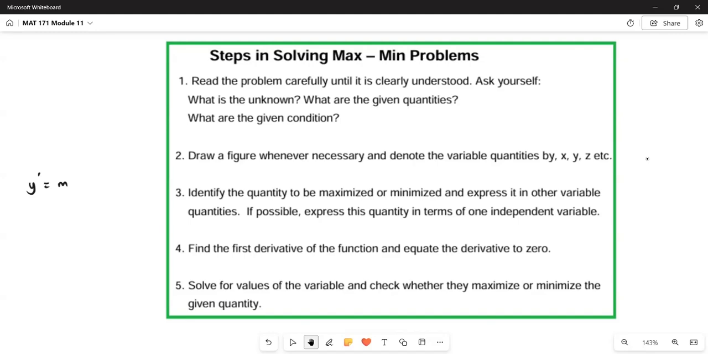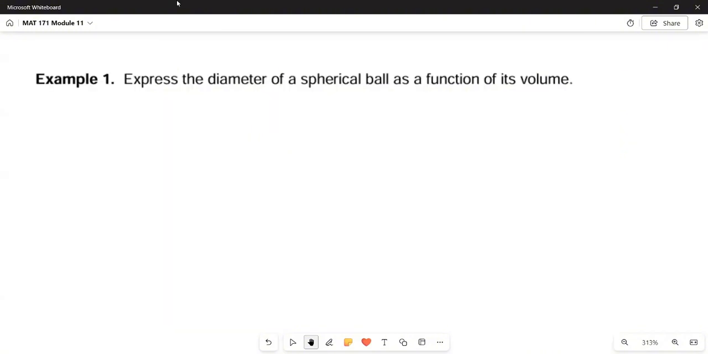And lastly, check the values of the variable and whether they maximize or minimize the given quantity. So these are the 5 steps for us to solve our maximum and minimum problems, or optimization problems. So I think we are ready to solve problems so we can better understand what I said earlier. So let's proceed to our examples. Now let's proceed to our first example in optimization problems.